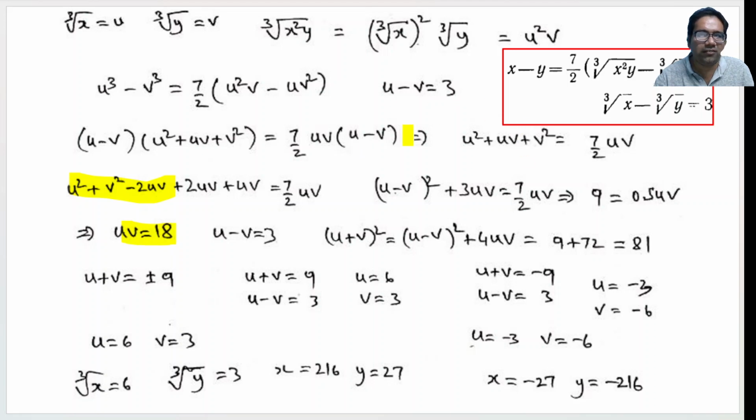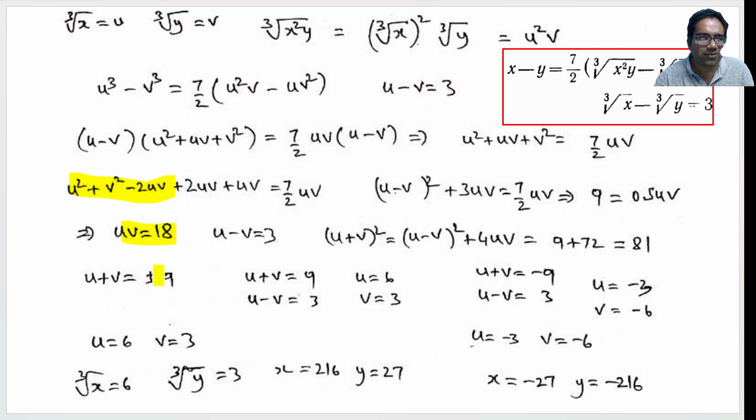So we know uv, we know u minus v. That means we know u plus v also, and we can then calculate u and v. What is u plus v whole square? U plus v whole square is u minus v whole square plus 4uv. U minus v whole square is 9, and 4uv, uv is 18, 4 8s are 72. So 9 plus 72 is 81. Very good. Fantastic. U plus v is then plus or minus 9.